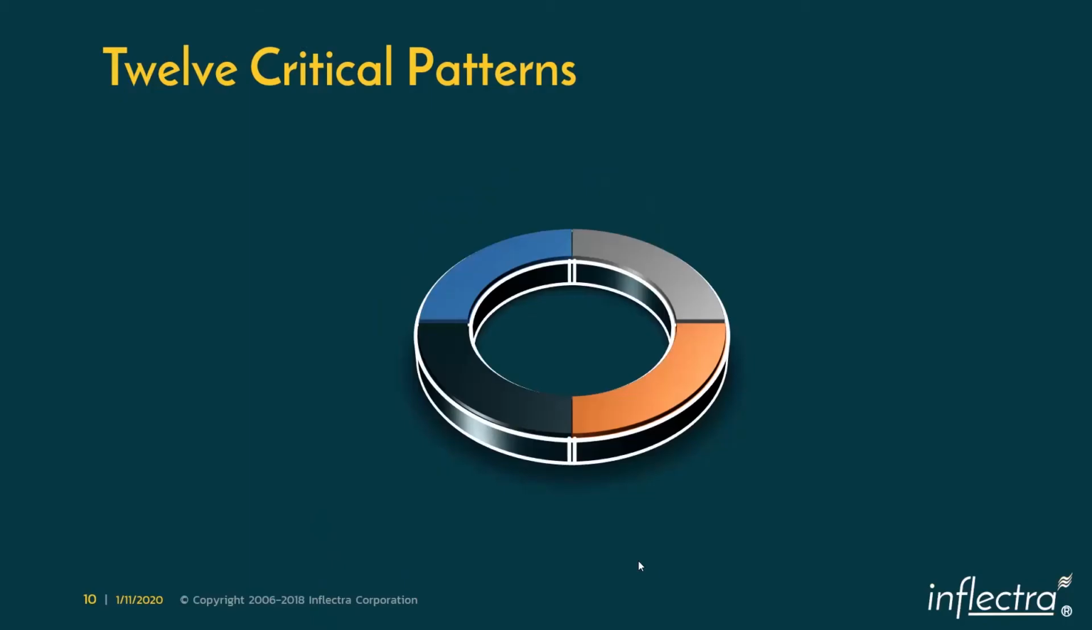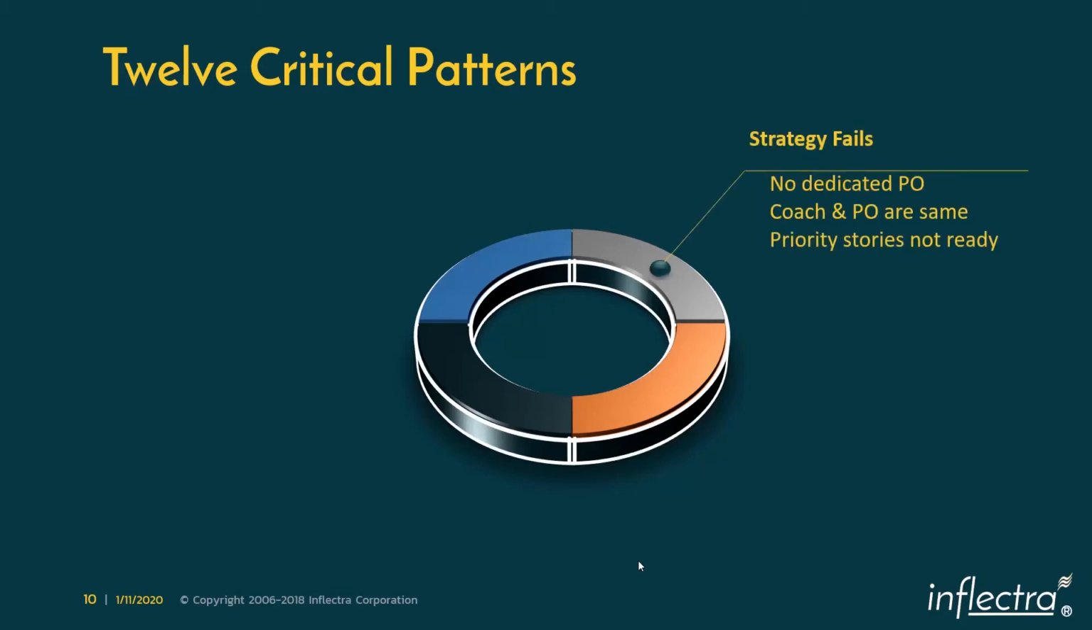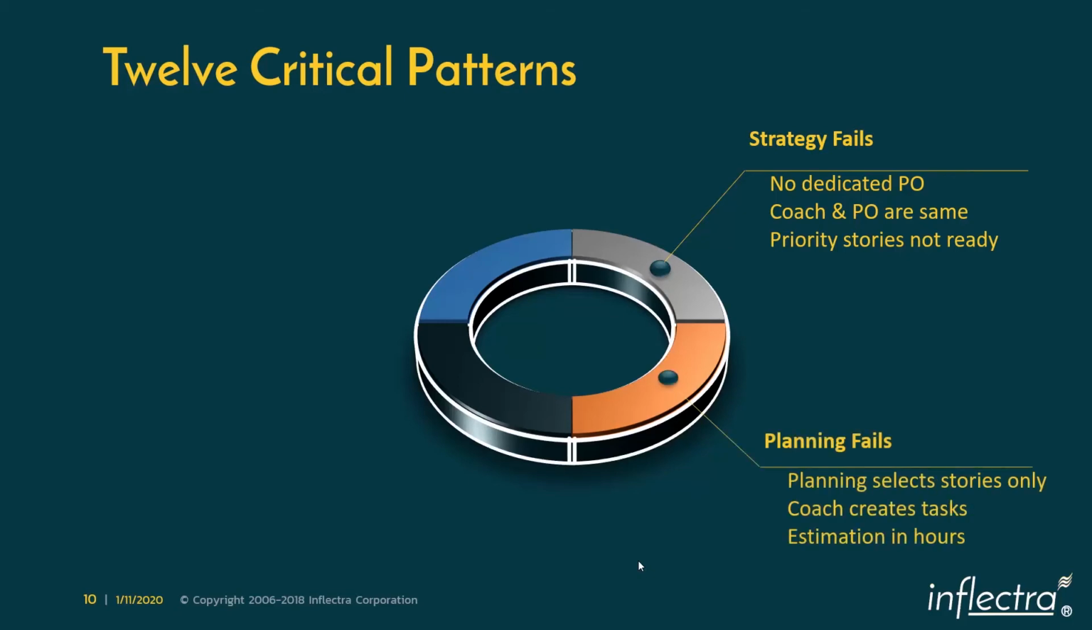It's a collective work. And so based upon that, I have come down with 12 critical patterns that I have seen, which have been separated into 4 different groups. So on the first element, strategy is failing. When you look at why strategy fails, there are different reasons that come up. One is a dedicated product owner is not present. The coach and the product owner are the same person. Priority stories are not completely ready. So these are all the reasons why strategy fails. And I will expand each and every one of them as to how they manifest later. Right? And then planning fails.